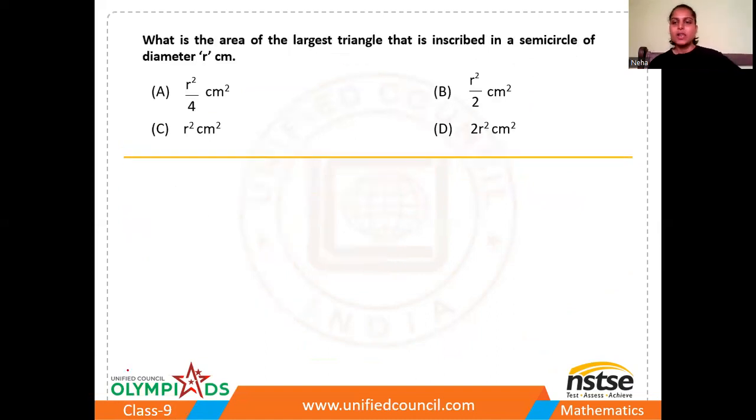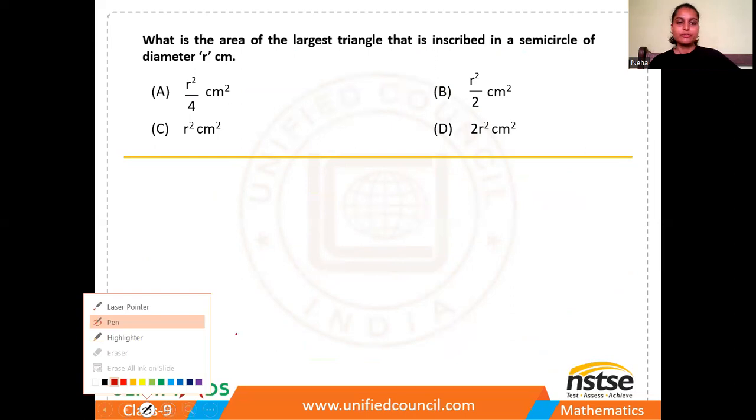Alright. Now let me present the next question for today. So here is the next question, my dear student. The next question says: what is the area of the largest triangle that is inscribed in a semicircle of diameter r centimeter? Okay. So first of all, the thing which I need is a semicircle, right?